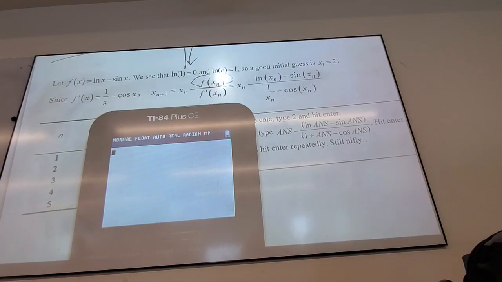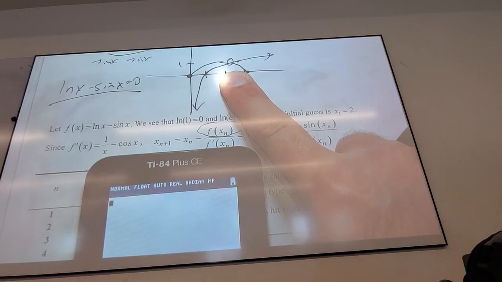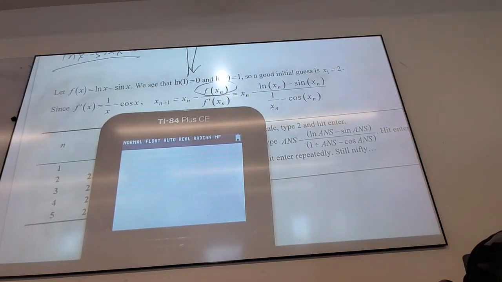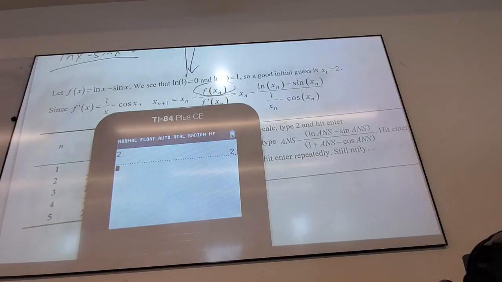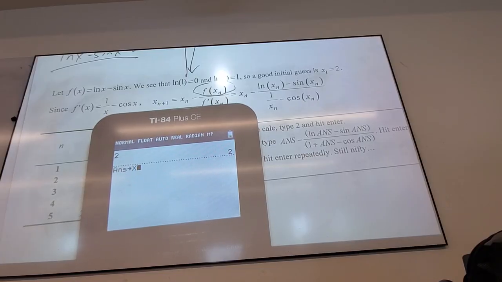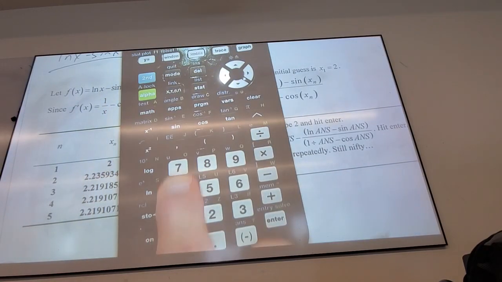So here's how you do this, you ready? If you want to try this out for homework, I'm going to show you how to do this. Our guess is, you want to do a better guess than me? What guess do you want to use? 2. Okay, sure. We'll use what I used. So watch this. Hit 2. Enter. Now, even better than that, I could have done something else. But hit store in X.